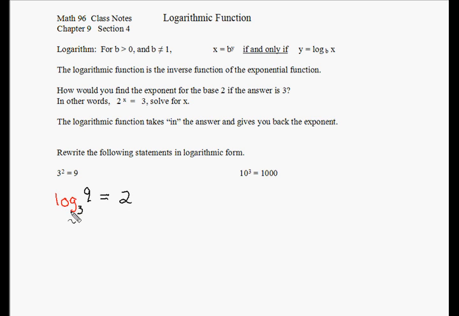So when you have the log applied, the base that was being raised to the exponent is the base for the log. And the answer is what you put into the log. And what you get back all by itself is the exponent. Let's try that again. If we wanted to apply the log to this, we would have log base 10 of 1,000 is equal to 3.